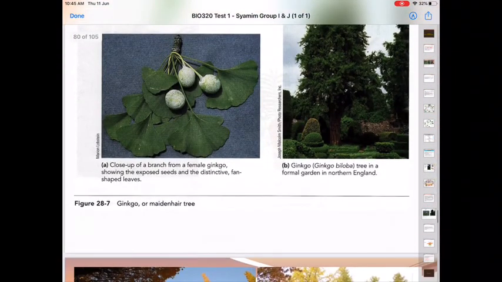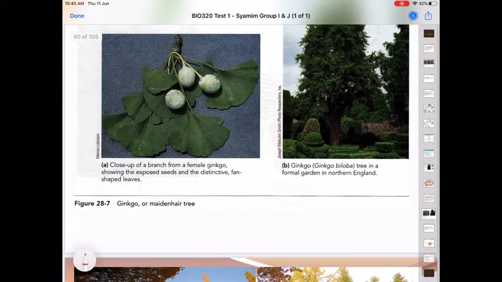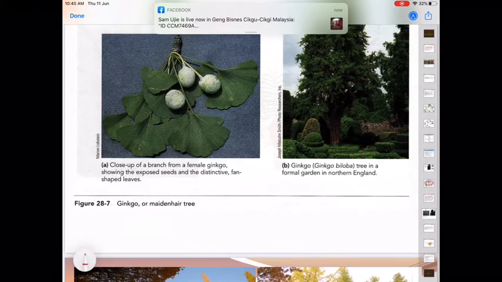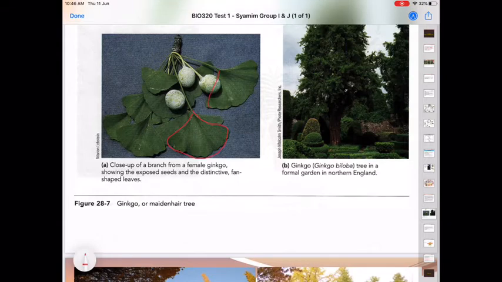So this is the example of ginkgo biloba. Ginkgo. So this is showing the exposed seed and the distinctive fan shaped leaf. So dia bentuk daun dia macam ni, bentuk fan shaped leaf. Okay. So ni ialah morphological character. Morphological ni apa yang awak boleh lihat dengan mata kasar. Bentuk daun dia, okay, susunan daun dia pun macam circular ataupun kita panggil compound leaf.